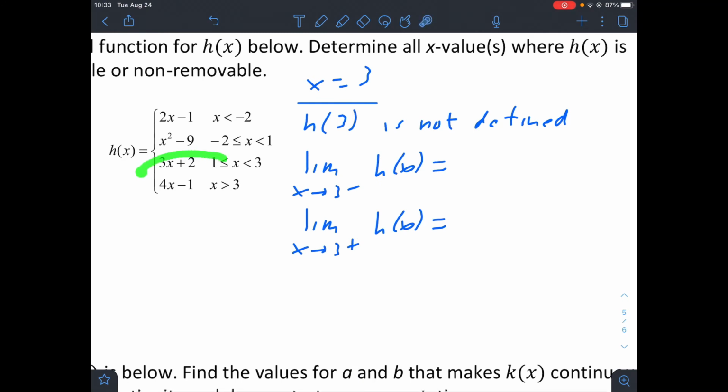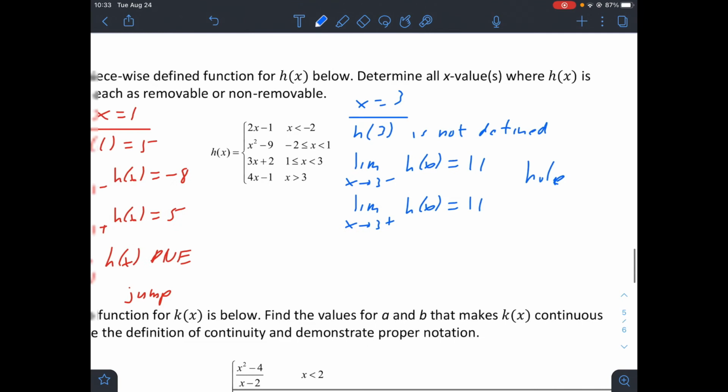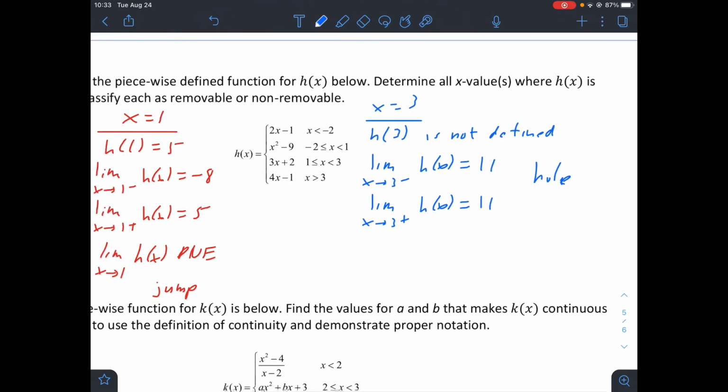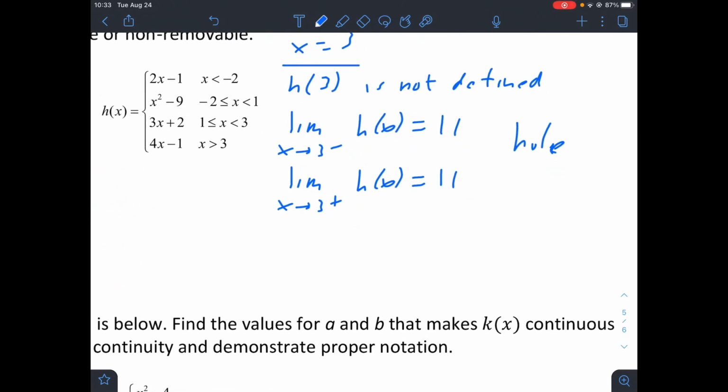The left-hand limit would be 3 times 3 plus 2, which is 8. Sorry, that's 11. And the right-hand limit would be 4 times 3 minus 1, which is 11. So the limit does exist. So on the graph, this is going to be a hole in the graph. Okay? So when we write our answers out here, we have a discontinuity at 1, which is a jump, and a discontinuity at 3, which is a hole.